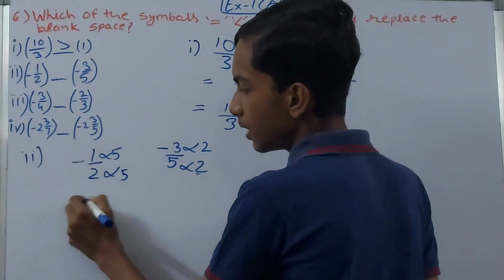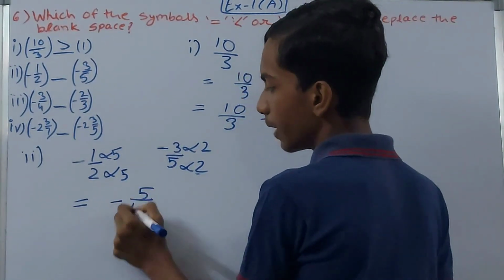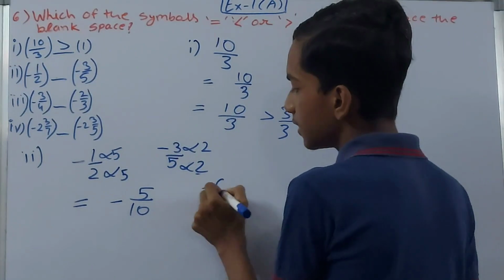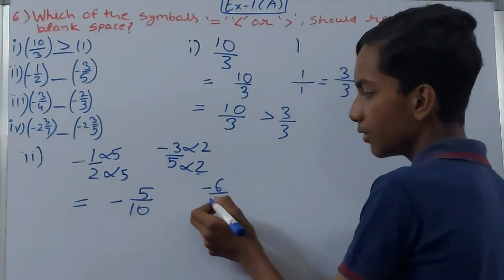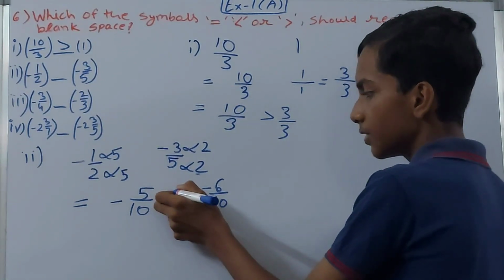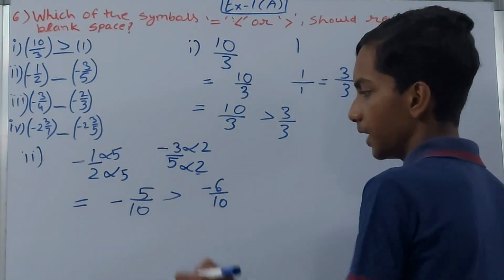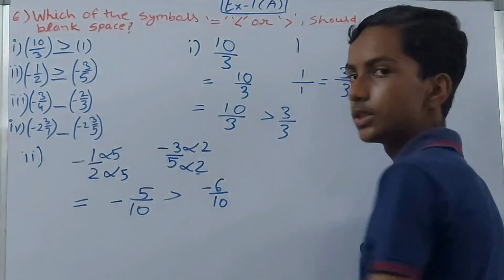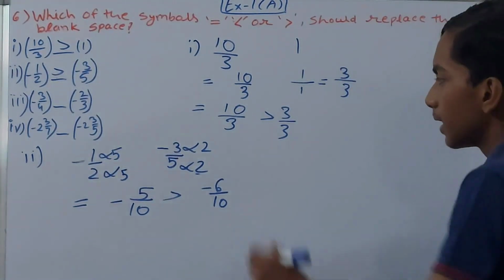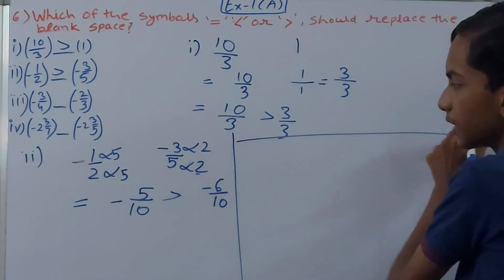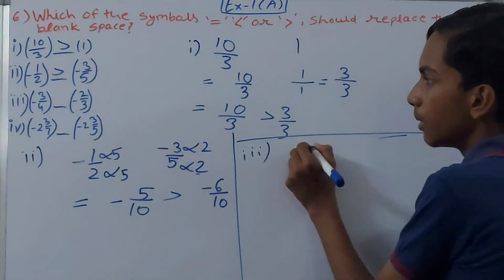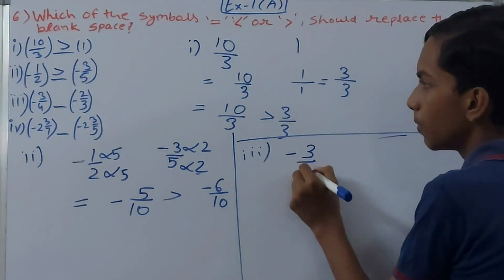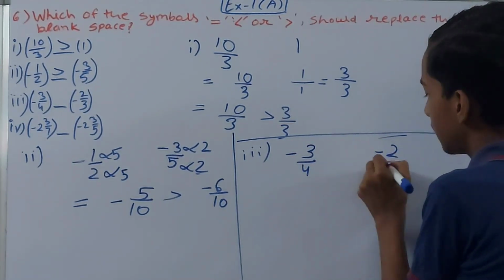So this is going to be minus 5 upon 10 and minus 6 upon 10. Again, which one is greater or smaller, minus 5 or minus 6? Minus 6 is smaller and minus 5 is greater. So we put this sign here as well. Alright, next step, so the next part is the third one: minus 3 by 4 or minus 2 by 3.